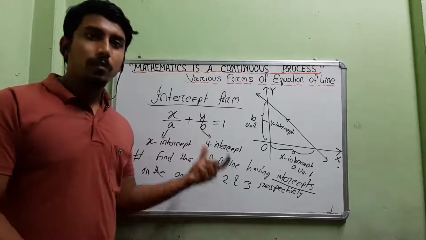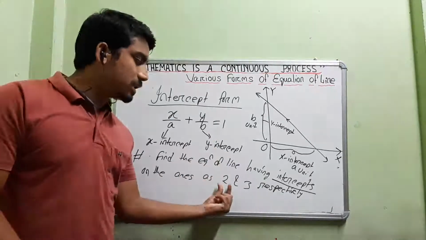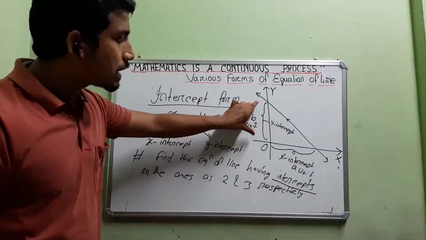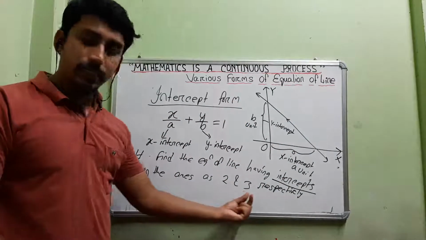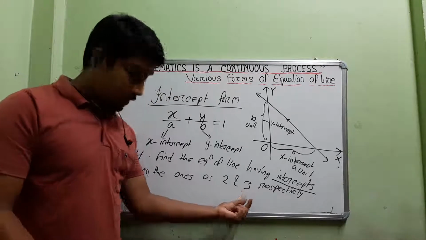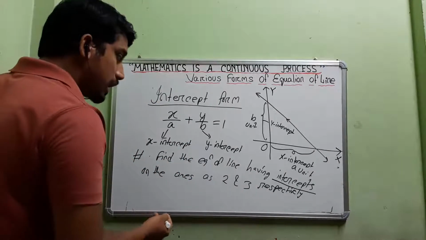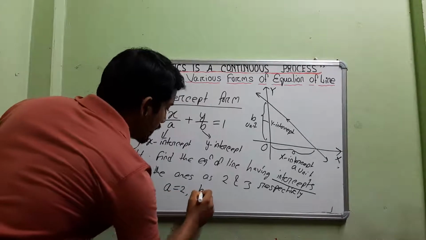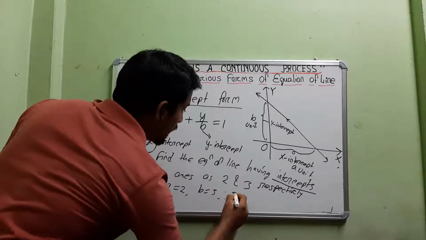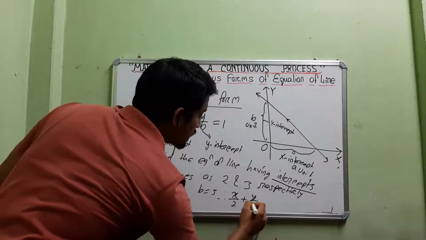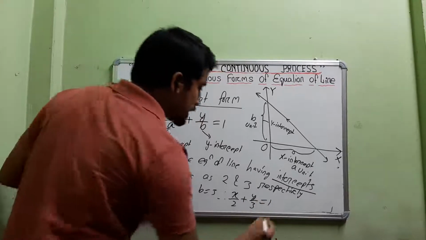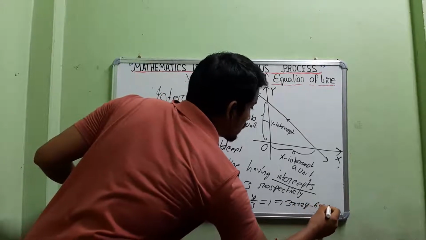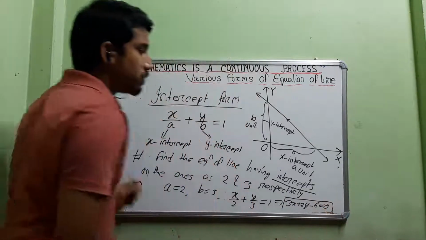The x-intercept is 2 means from the x-axis it is cutting off 2 unit length, and it is cutting off 3 unit length from the y-axis. So this is your a value, this is your b value. Just put all the values there and you will get the equation of the straight line. So what would be the equation of the line? Our solution starts here: a equal to 2 and b equal to 3. Therefore the equation will be x by 2 plus y by 3 equals 1. Just take a simple LCM, then you will get the answer: 3x plus 2y minus 6 equals 0, which is the required equation of the line.